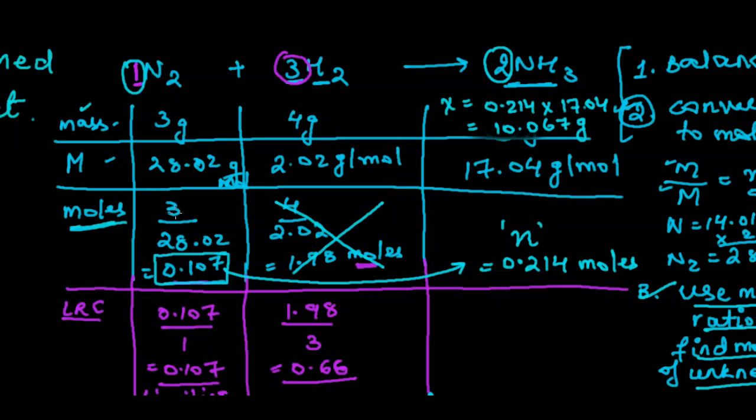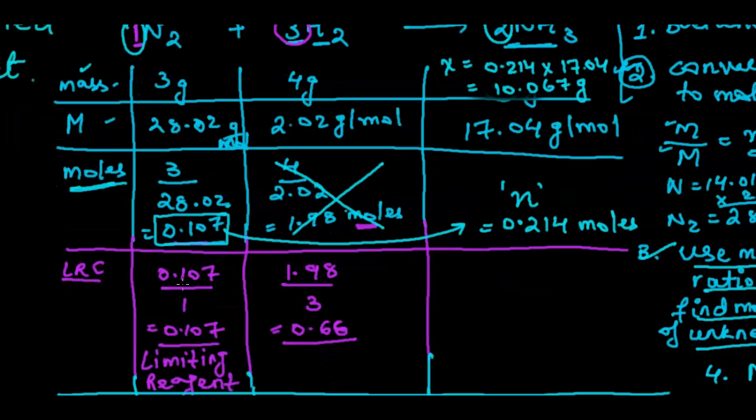To change mass to moles, we have to divide by the respective molar masses. So we find out the molar mass of nitrogen and the molar mass of hydrogen. Once we get the number of moles, because we are given the moles for both the reactants, now to use the molar ratio, we need to decide which reactant to use. And the only reactant that we'll be using is the limiting reagent. So we'll do the limiting reagent calculation.